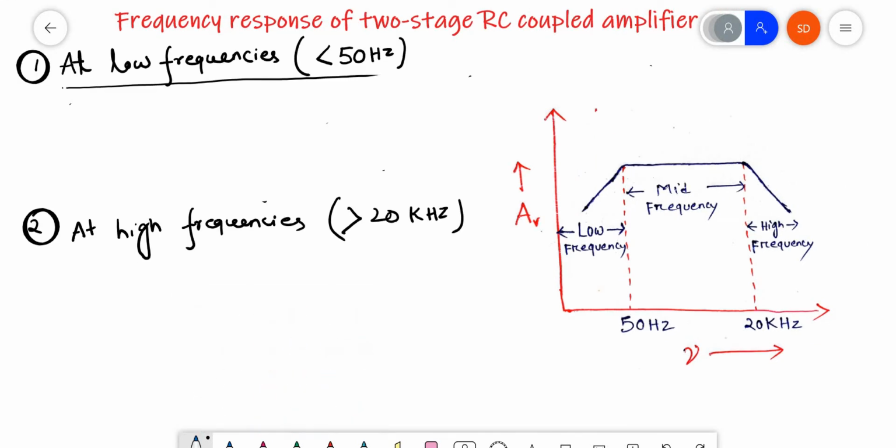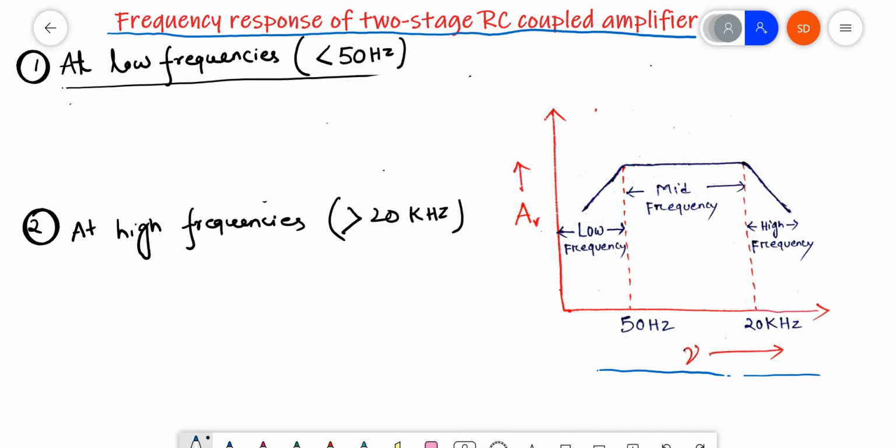Hello, in this video, I am going to discuss the frequency response of two-stage RC coupled amplifier. Now, I have already discussed how RC coupled transistor amplifier works. This figure represents the frequency response of two-stage RC coupled transistor amplifier.